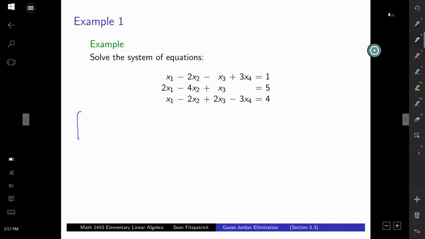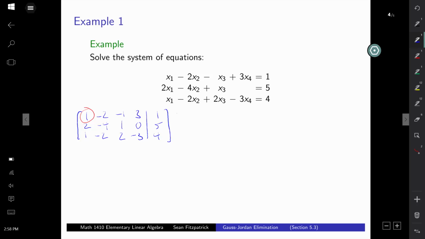So, start with the augmented matrix. 1, 2, 1 for the x1 variables, minus 2, minus 4, minus 2 for the x2 variables, minus 1, 1, 2, 3, 0, minus 3 for x4, 1, 5, 4 for my constants. Okay, so I've already got a leading 1 in the upper left-hand corner, so we leave that alone. We don't want to lose our leading 1.